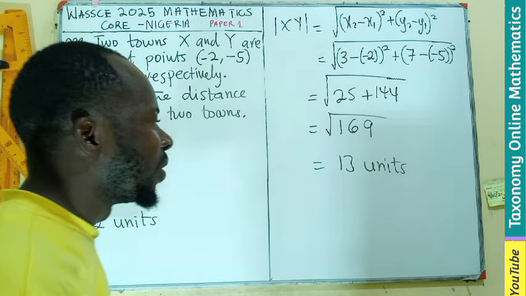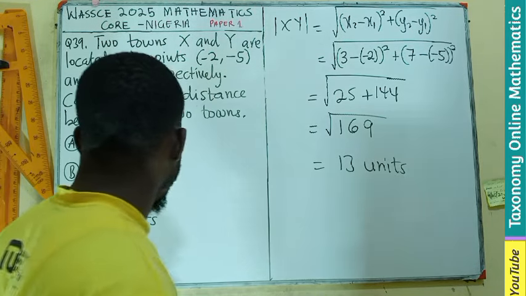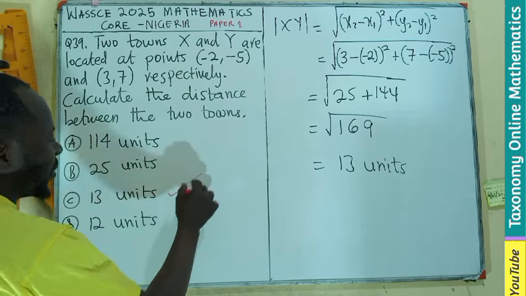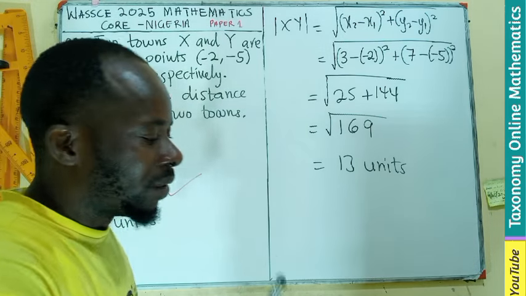13 times 13 gives you what? 169. And that will be option C. And I'm sure it is well understood as well.